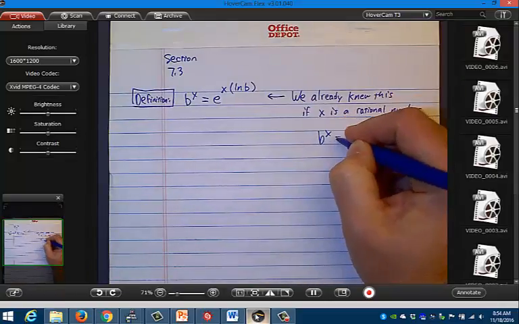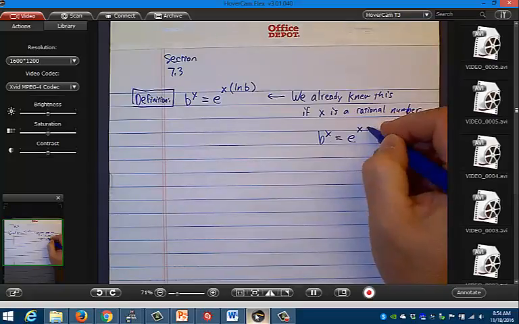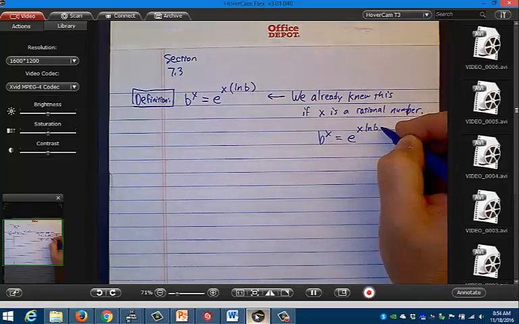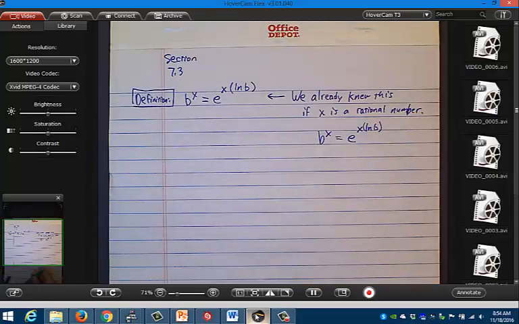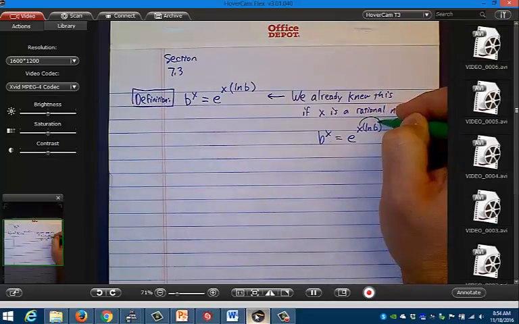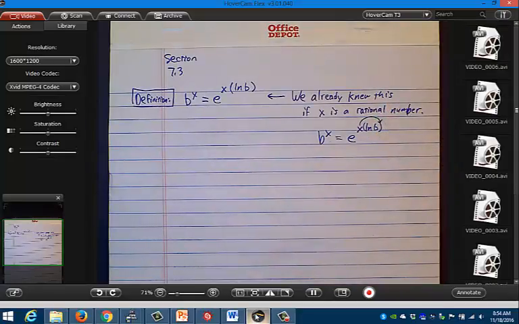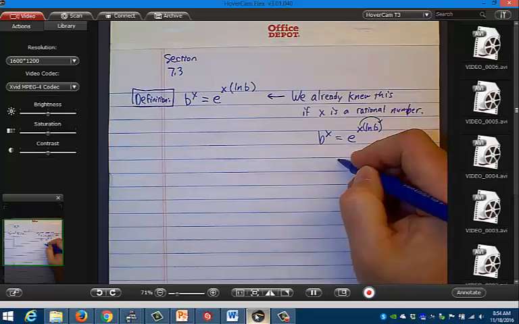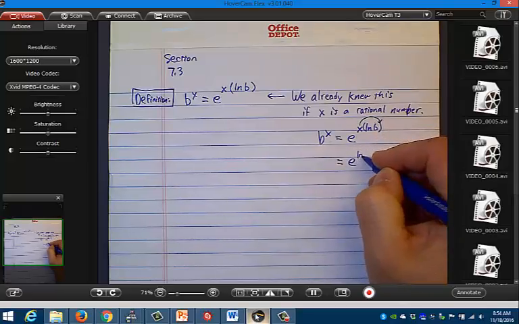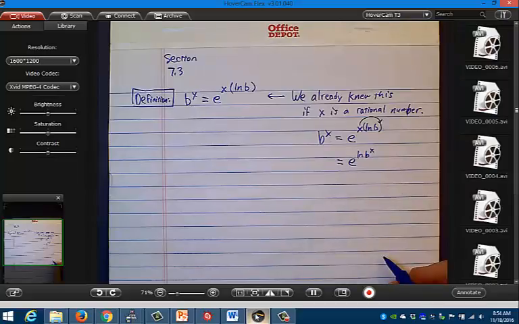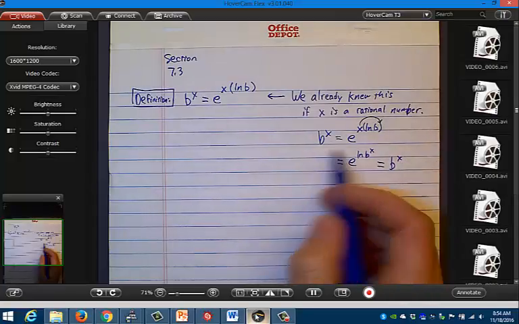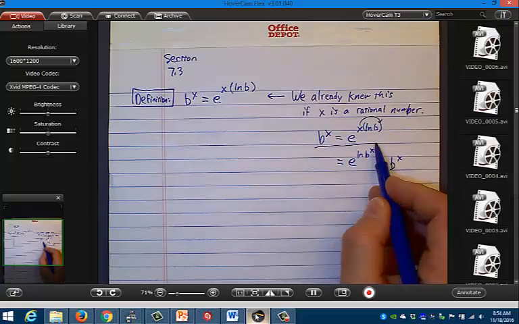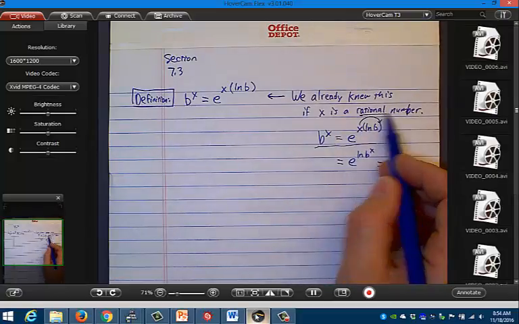This side is already b to the x, but this side, instead of writing x ln of b, we can take that x and slide it up here, right? That's the most powerful of the log laws. So then I get e to the ln of b to the x, right? And now here's what Mike was saying. e to the x and ln x are inverses, so you just get back b to the x. So I knew that this was true if x is a rational number.